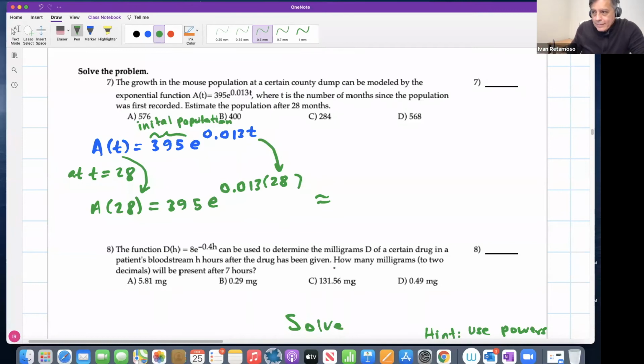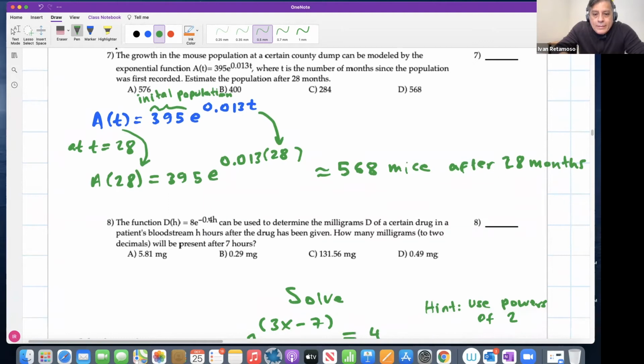568 here. 568 mice after 28 months, right? Months. Very good, guys. So as you can see, it's a nice application, right, of the natural exponential function.